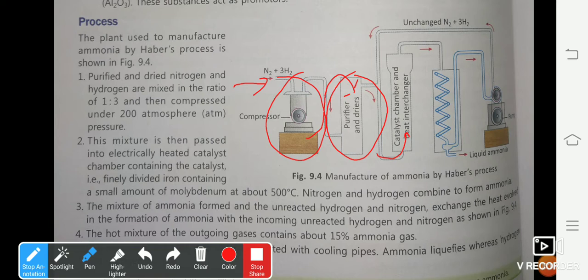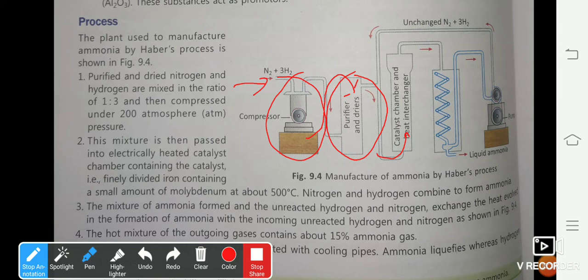And the temperature in the chamber is maintained at 450 to 500 degrees Celsius. Nitrogen and hydrogen will combine here to form ammonia. The mixture of ammonia formed and the unreacted hydrogen and nitrogen exchange the heat evolved in the formation of ammonia with the incoming unreacted hydrogen and nitrogen, as shown in the figure.